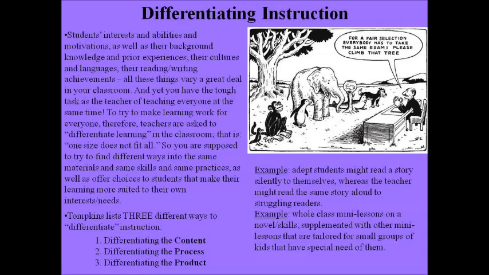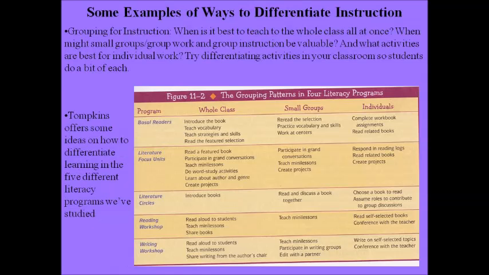So for example, you might have an adept student who might read a story silently to himself, whereas the teacher might read the same story aloud to struggling readers, right? You've got differentiated learning. Or whole class mini lessons on a novel or on skills, supplemented with other mini lessons that are tailored for small groups of kids that have special needs. In each one of these situations, right? So different ways into the same material depending on what kids need, what kids are interested in.